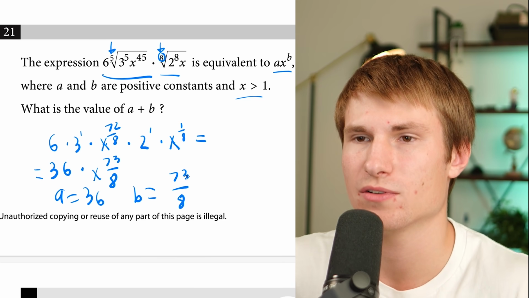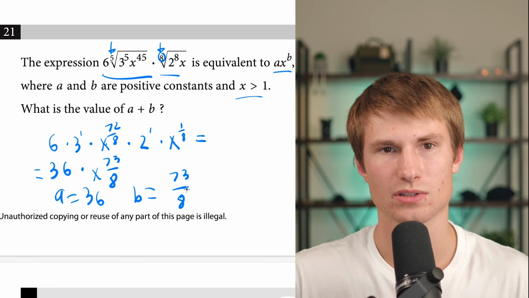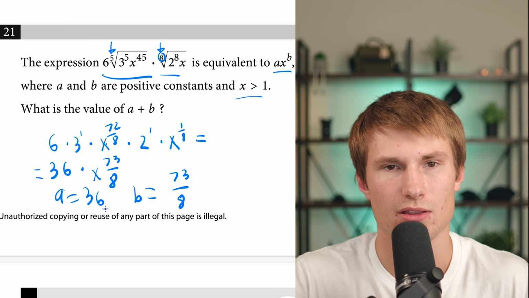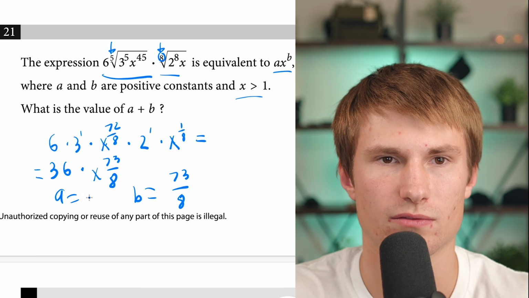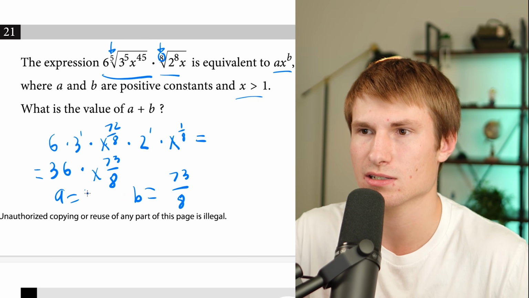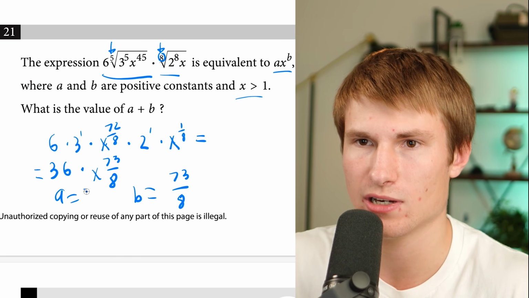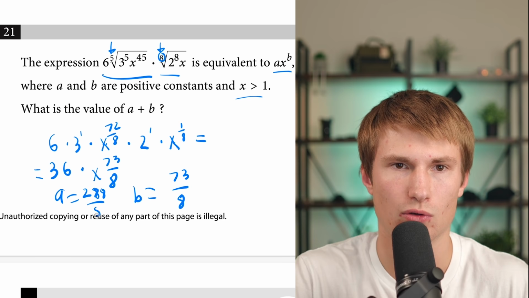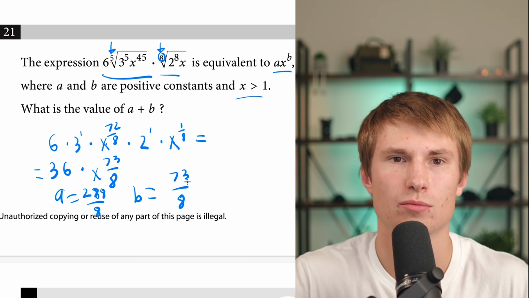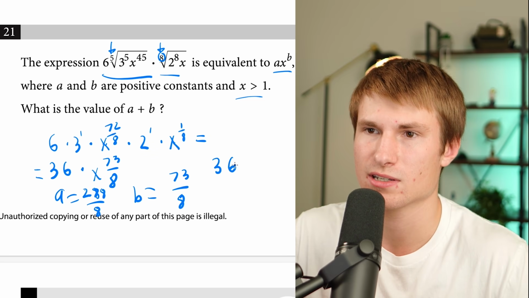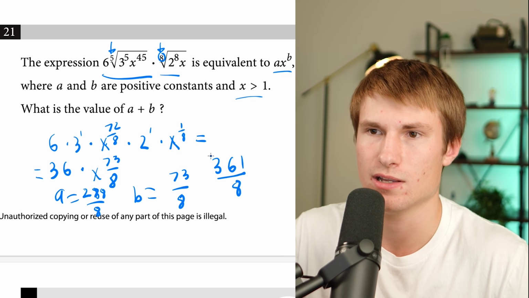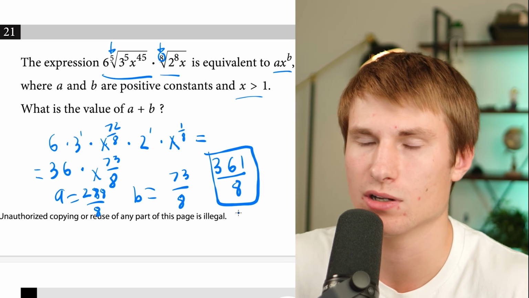So from here, what we have to do is sum these two values together. Now, in order to sum these together, I need to convert this 36 into also being over 8. So I'll go ahead and convert that. That's going to be 36 times 8, which will give us 288 over 8. So now we have 288 plus 73. 288 plus 73 is going to leave us with 361 all over 8. So our answer there is 361 divided by 8.